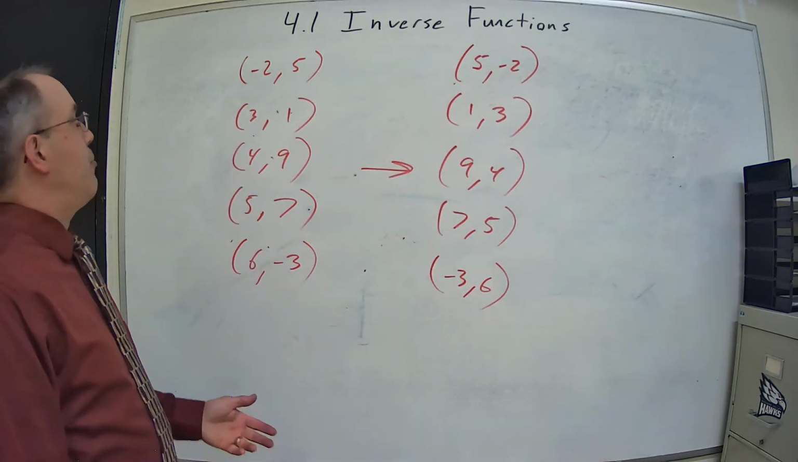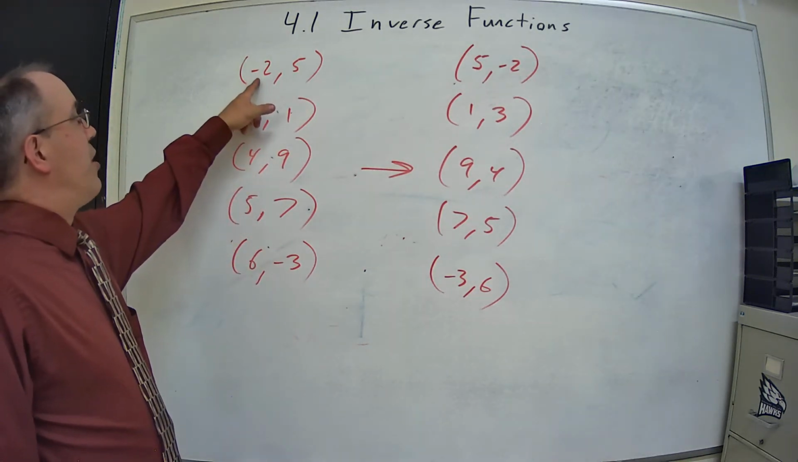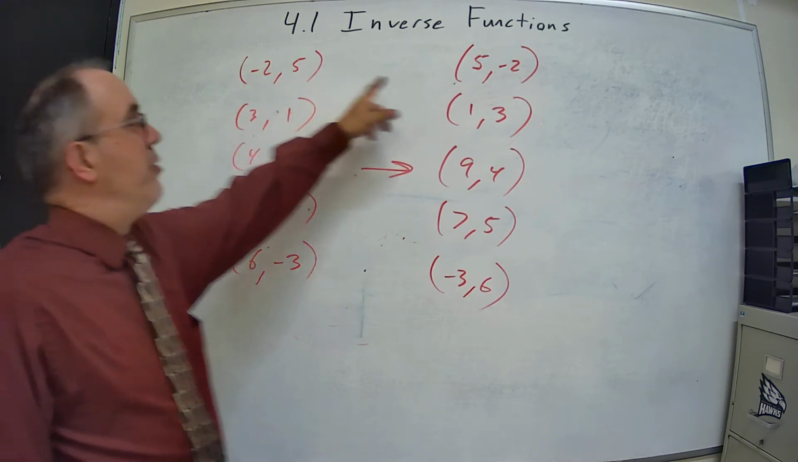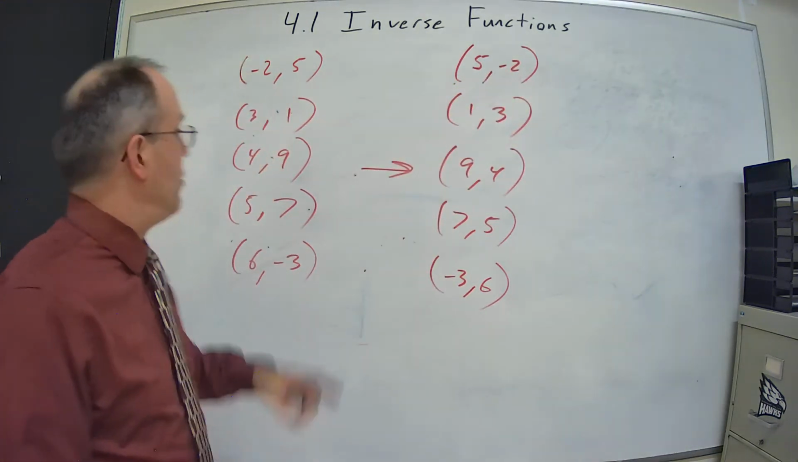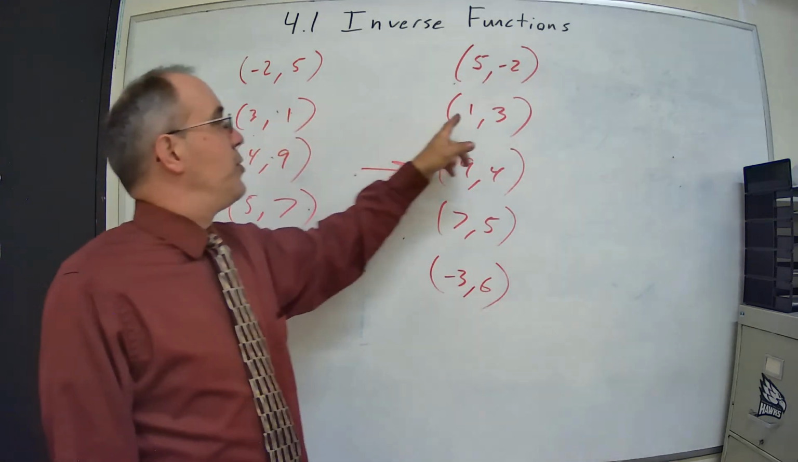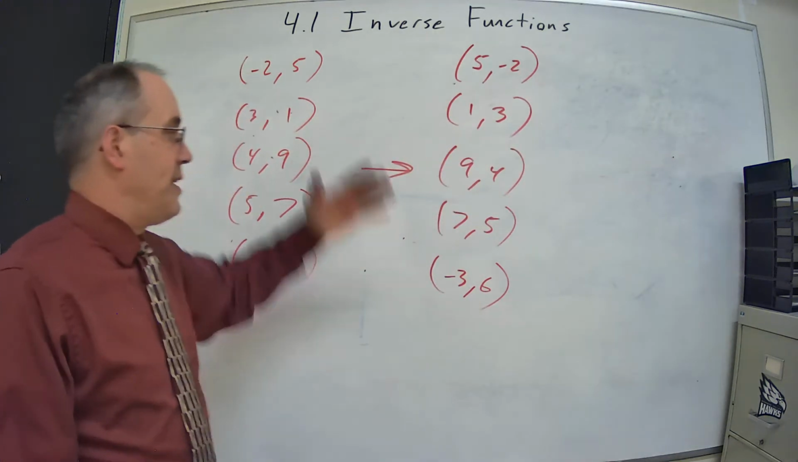And we can see that it puts us back to where we were. We started with -2 and it gave us a 5. We started with a 5, it takes us back to -2. We started with 3, it gave us a 1. We start with 1, it takes us back to 3, etc.